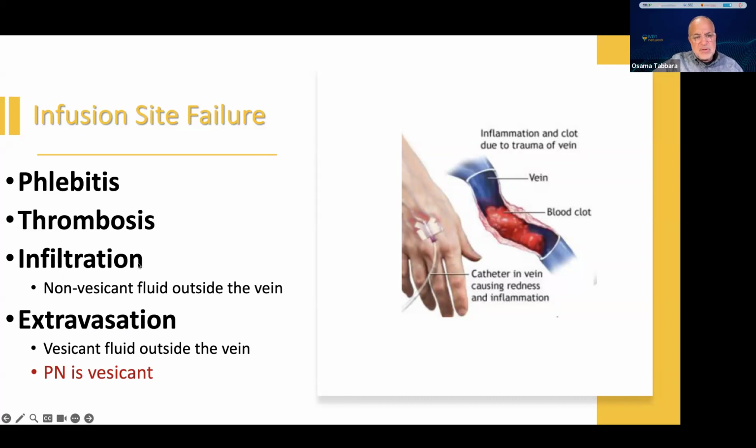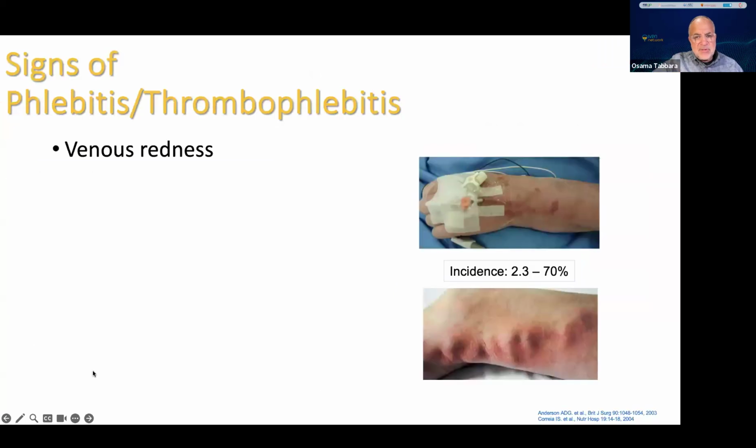It's very important to differentiate between infiltration and extravasation. Infiltration, we use it for non-vesicant fluid, but since TPN is vesicant, we call it extravasation. Any solution that runs out of the venous system is called extravasation, and it might cause necrosis of the tissues.